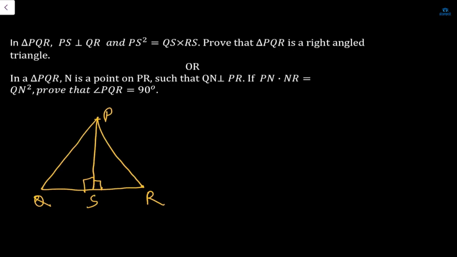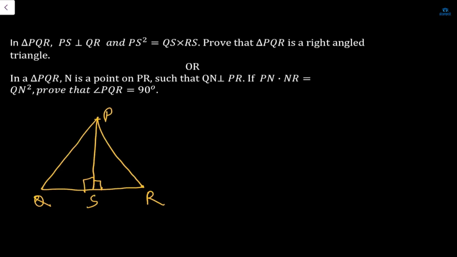Another way of asking this: in a triangle PQR, N is a point on PR such that QN is perpendicular to PR. If PN into NR is equal to QN square, prove that angle PQR is equal to 90 degrees. Both the questions are the same, only instead of S, N is there in the second one. Understood? So in both ways, the question can be asked.